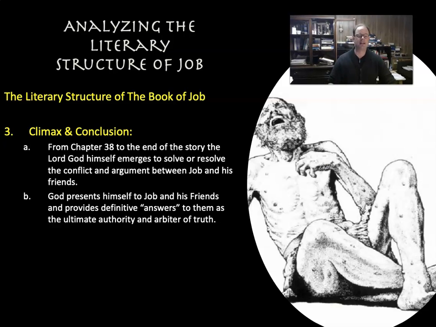The climax and conclusion is from chapter 38 on, and God presents himself to Job and friends to provide a definitive answer to their questions, and he becomes the final arbiter of truth. Now think about this for a second. If you're a philosopher, if you're a scientist, the arbiter of truth is evidence and logic. Those two things are distinctly mortal things. They are this-worldly things. They are things not of the heaven, but of the earth, right?